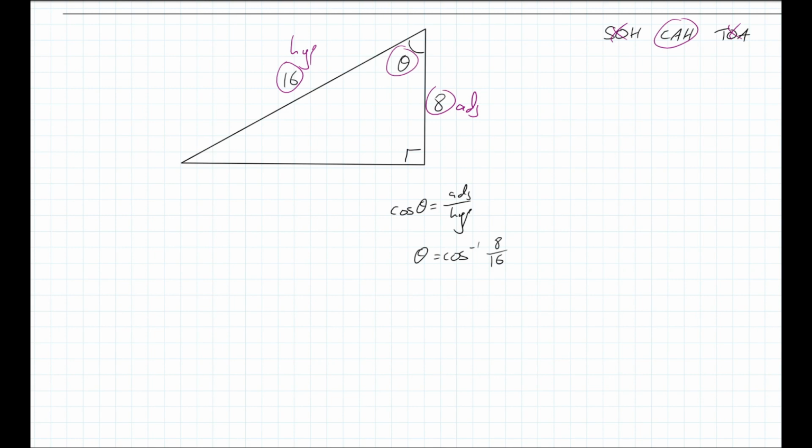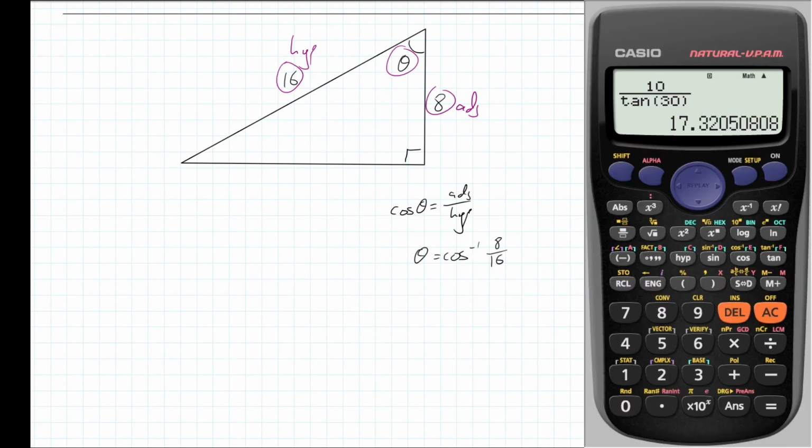Now, we can, of course, type that into a calculator. We can do the inverse cos. Now, cos is this button here. The inverse button is above it, written in yellow. So we're going to do shift cos, and then we're going to do our fraction in here. So 8 over 16 equals, and that is our answer, 60. So theta is 60 degrees for this question.